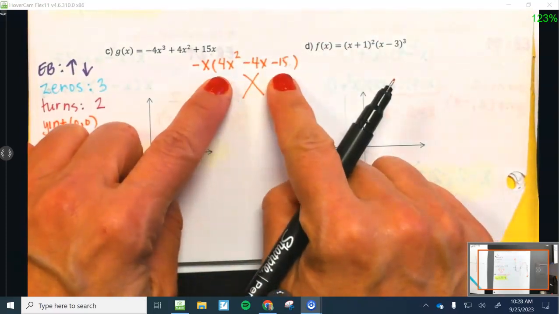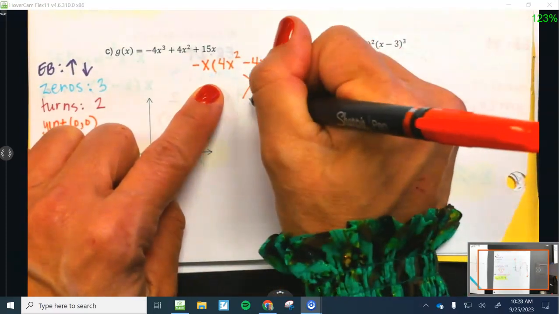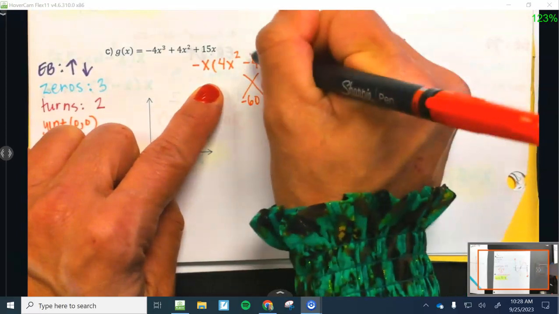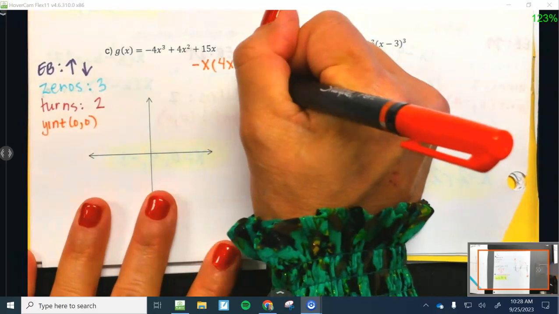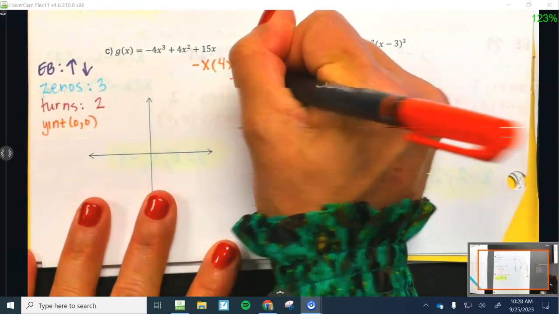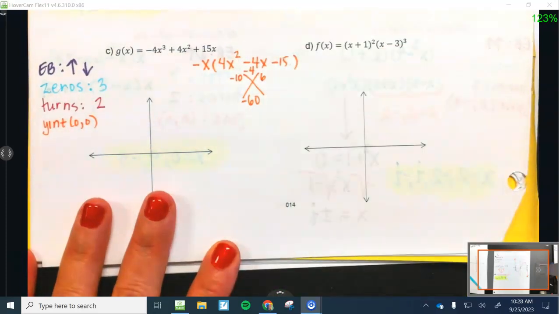Can y'all do that in your head? What's 4 times negative 15? Good. Negative 60. Middle number goes at the top of my little graphic. Y'all, there's numbers that make that. What are the numbers? Very good. Negative 10 and a positive 6.